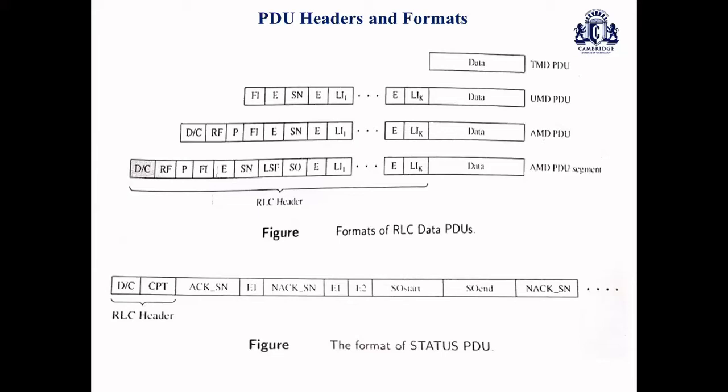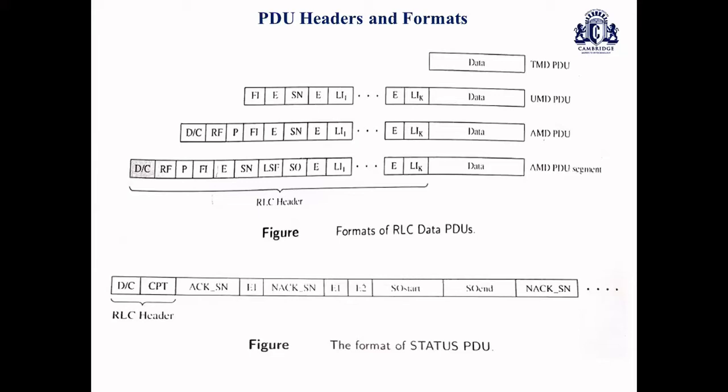RLC control PDUs are used for peer-to-peer signaling between AM RLC entities at the two ends of ARQ. We are going to have an automatic repeat request mechanism, so these RLC control PDUs are deployed. When we talk about the different RLC data PDUs, we have the TMD PDU, which consists of a data field.